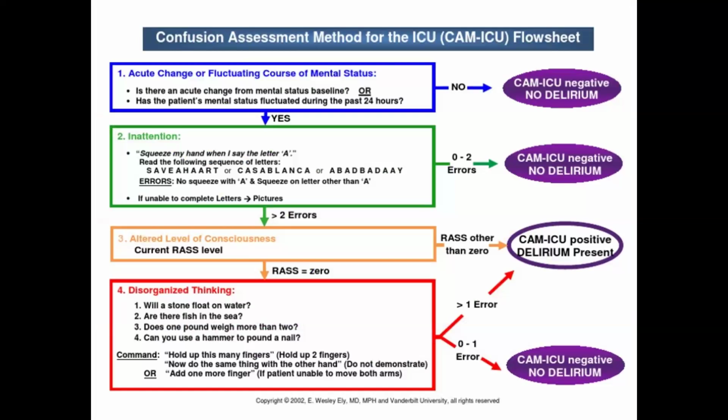The way we assess delirium is through a method called the Confusion Assessment Method for the ICU, or CAM-ICU flow sheet. And it goes very smoothly from one step to another, starting with acute change or fluctuating course, and then, if yes, inattention, altered level of consciousness using the RASS level, disorganized thinking. So it goes into four steps here to identify a delirium.